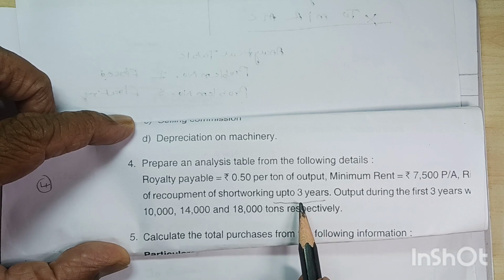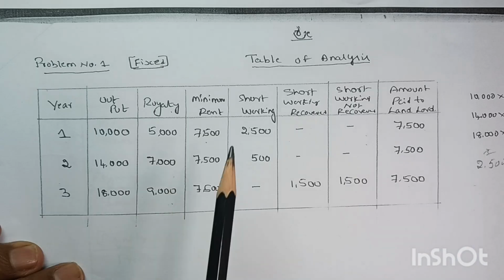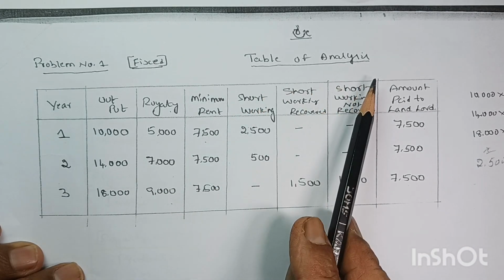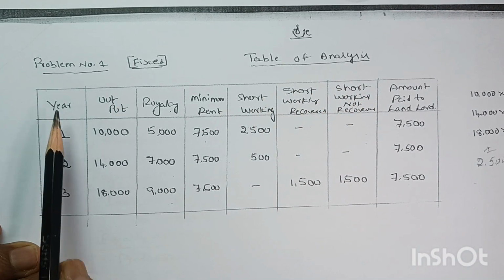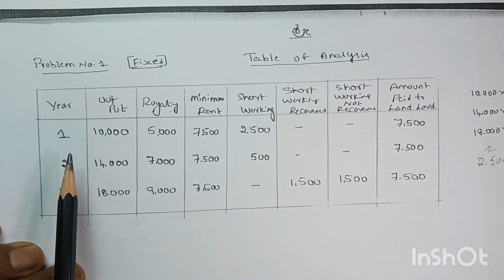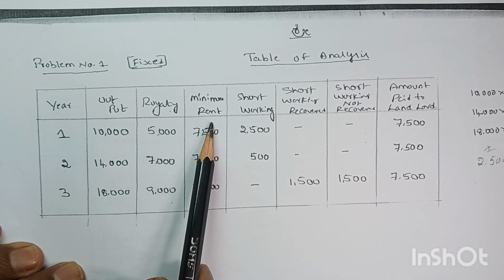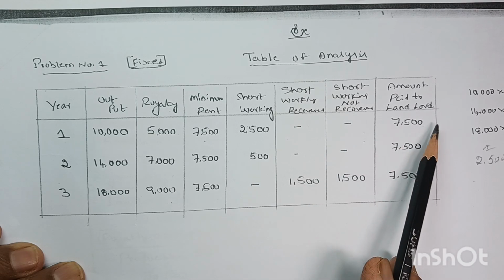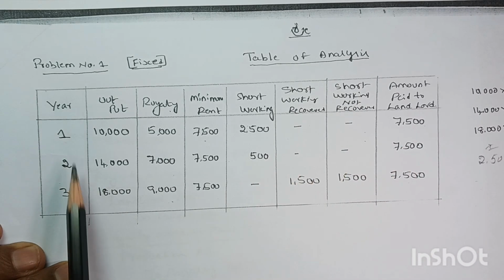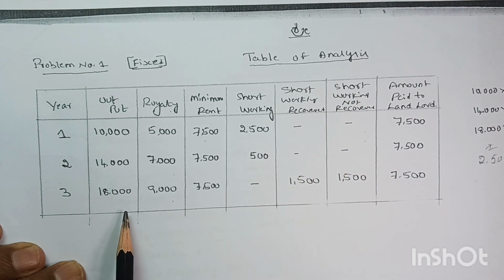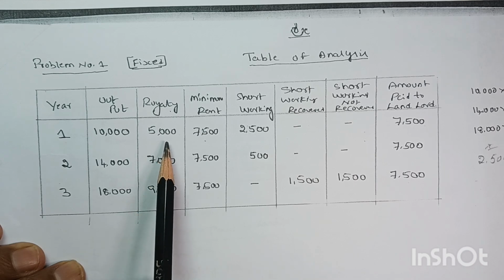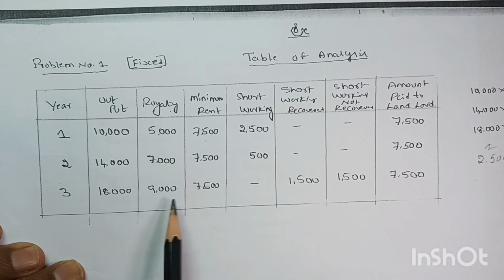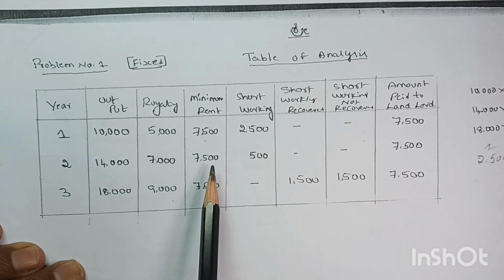We have done the analysis table. Let us see the earlier analysis table first, problem number 1 that I have already read. Year, output, royalty, minimum rent, short working recovered, short working not recovered, amount paid to landlord. Years 1, 2, 3; output 10,000, 14,000, 18,000; royalty 5,000, 7,000, 9,000; minimum rent 7,500, 7,500, 7,500.